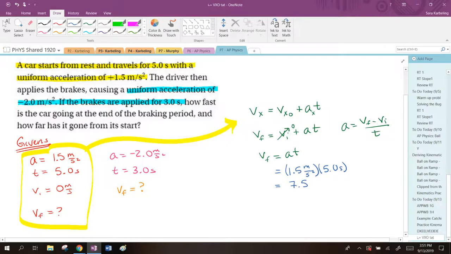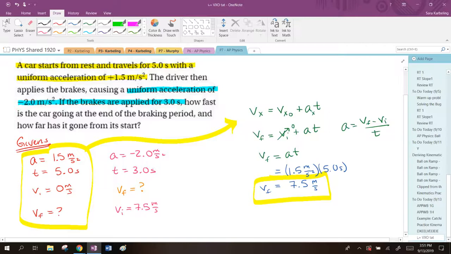What are the units? Meters per second. Are you saying that because you know it's a velocity or because you can see it? It's there. Meters per second squared times seconds. One of those seconds cancels. Yep. So it's meters per second. So this is the final velocity for the yellow part, right? For the positive acceleration part. That is going to go in here as the initial velocity for this part.